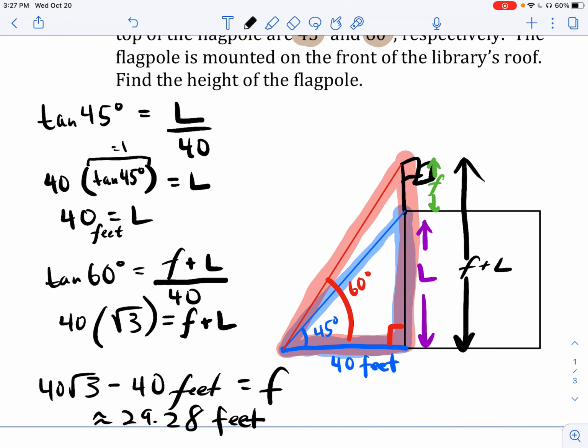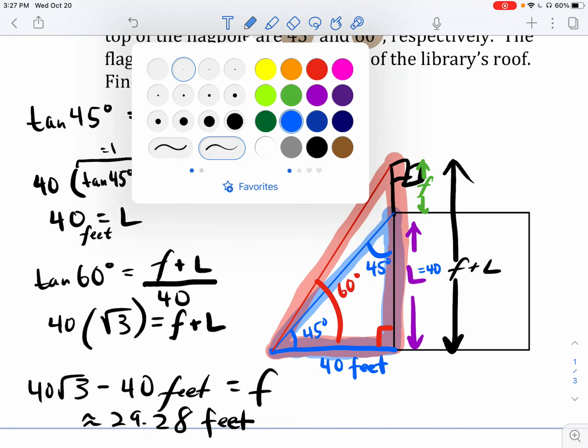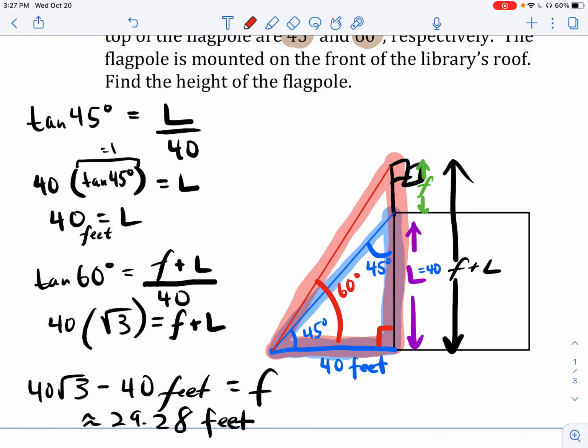Okay. Well, how could I do this problem without using any trigonometry? Well, hopefully if you looked at our triangles carefully, you saw that our blue triangle was 45 degrees, 90, which makes this a 45, 45, 90 special right triangle, or just basically an isosceles, so I know that this library's height has to be 40. And in the same way, if I'm looking at my red triangle and I see that that angle is 60 degrees and this angle is 30 degrees, this entire F plus L height had to be 40 root 3, okay?